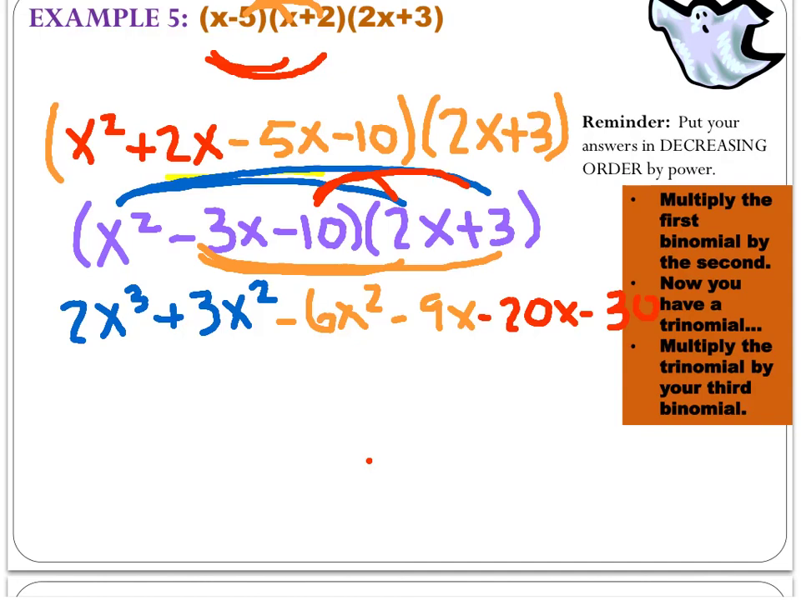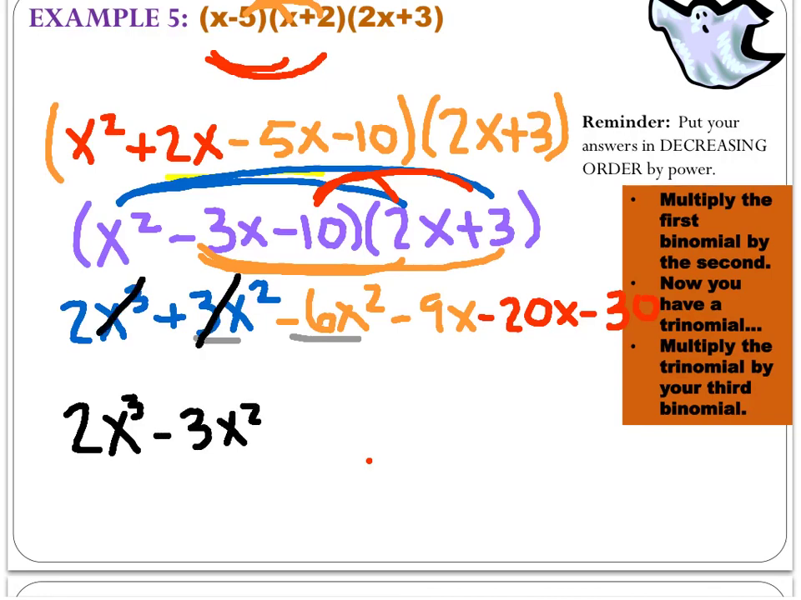So let's take a look. What are my like terms? Well, do I have anybody else who has a cube? No. So I'm going to go ahead and rewrite that guy. So he's definitely in my answer. Alright, now do I have anybody who has an x squared? Yes, I do. These two. So these two need to come together and they're going to give me negative 3x squared.